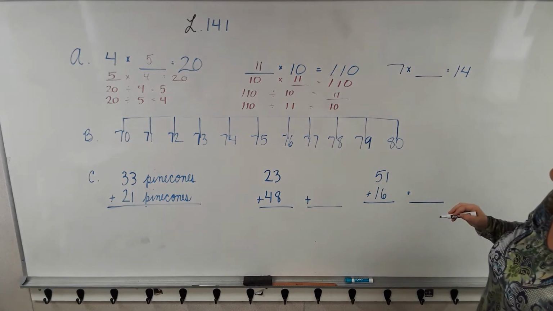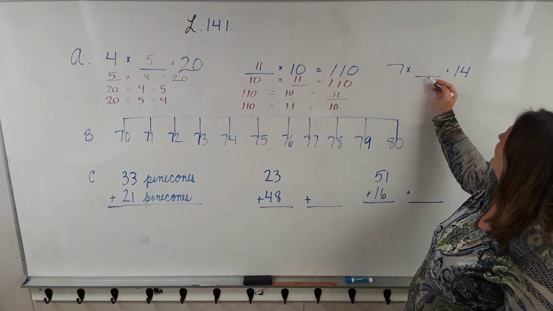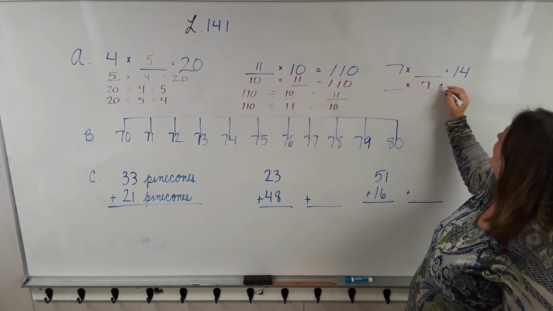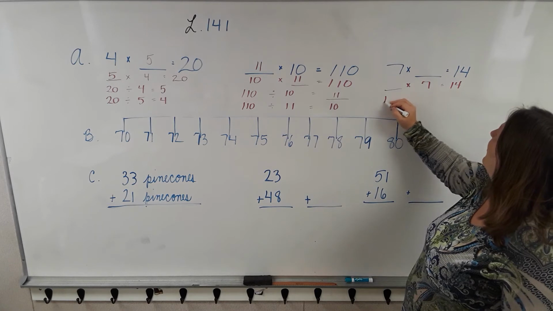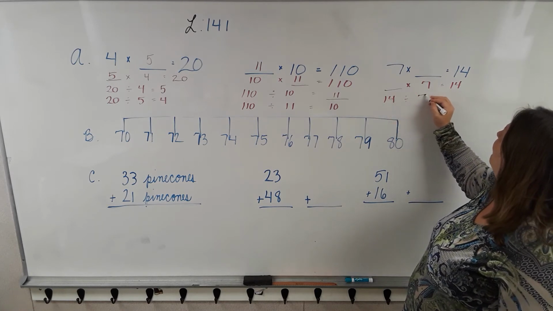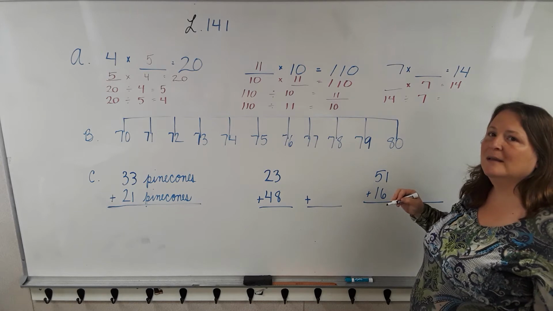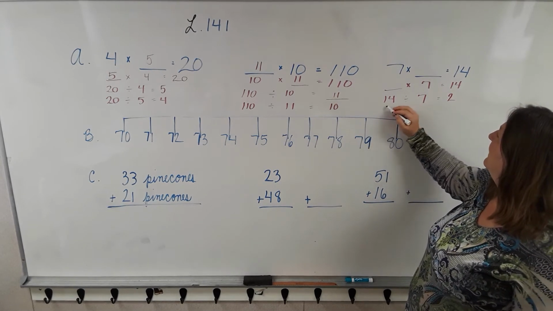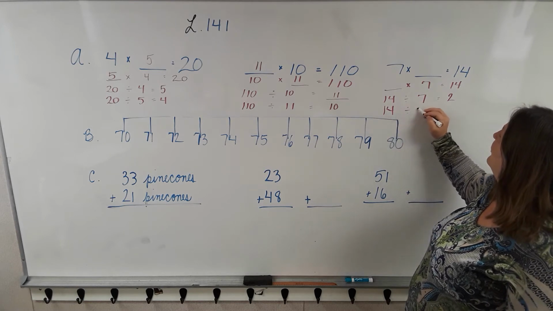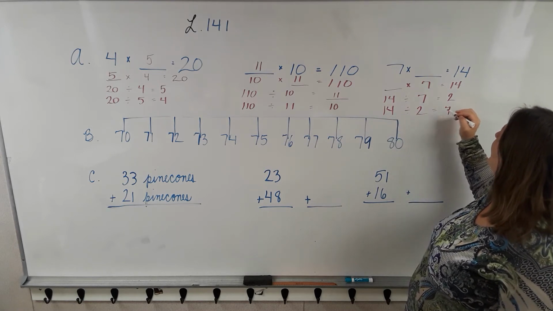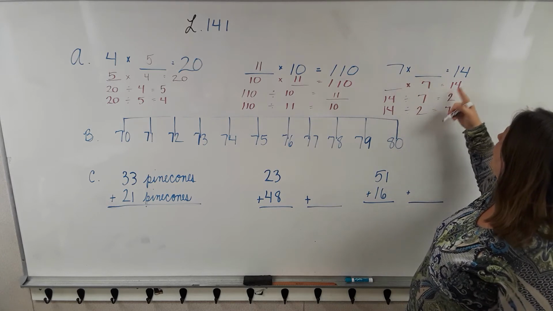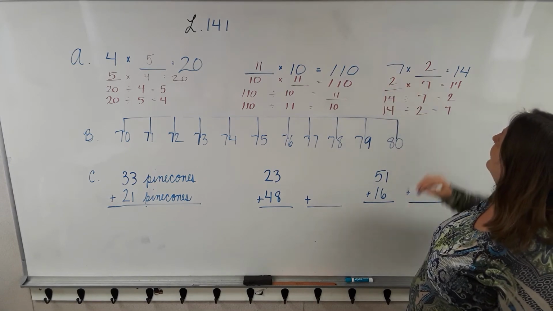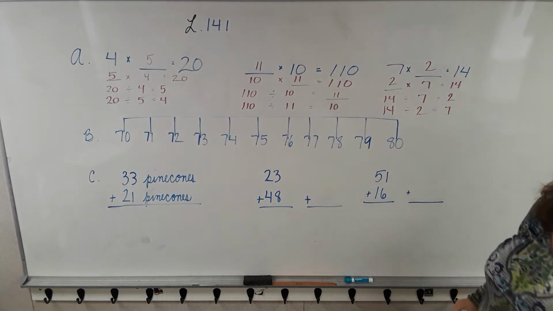Here we go. 7 times a number equals 14, and then a number times 7 equals 14. 14 divided by 7 equals 2. There's 2 groups of 7 in 14. 14 divided by 2 equals 7. 7 times what equals 14? 7 times 2 equals 14. And 2 times 7 equals 14.